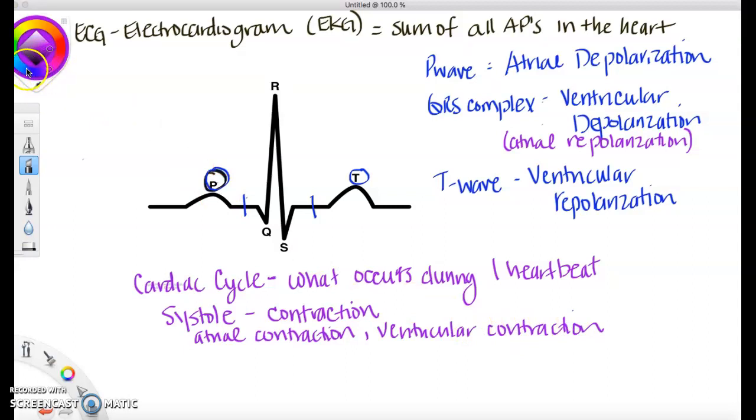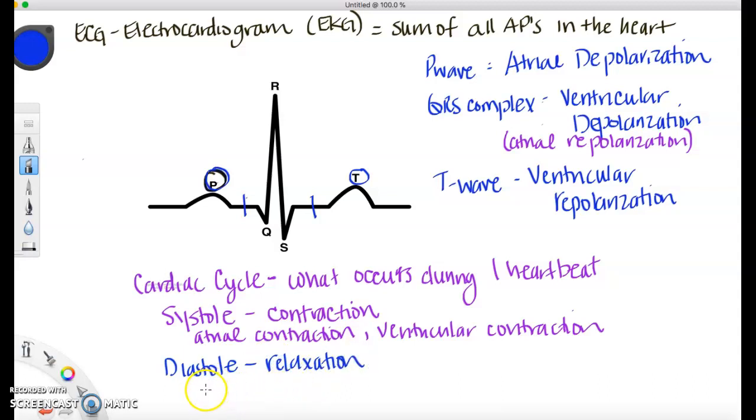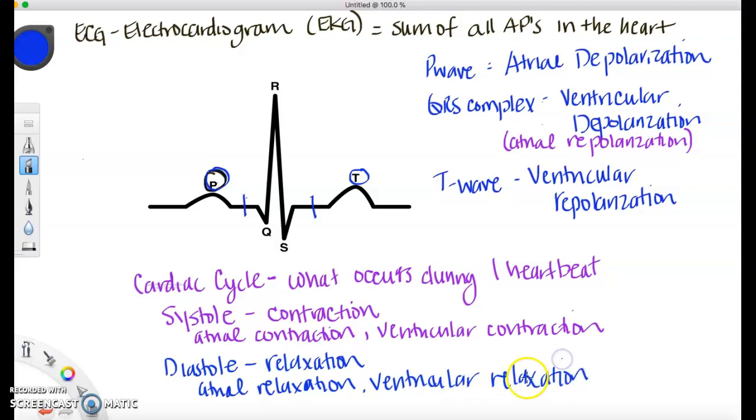And then the other thing is diastole. And diastole is relaxation. So we're going to look at atrial relaxation and ventricular relaxation.